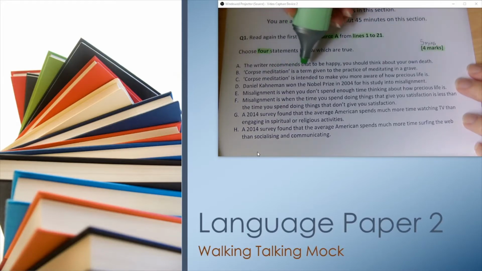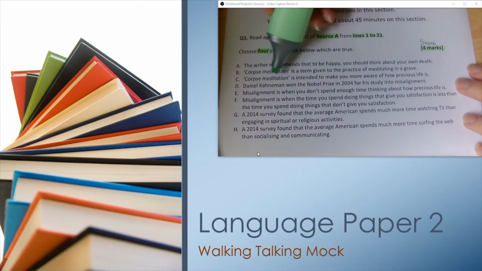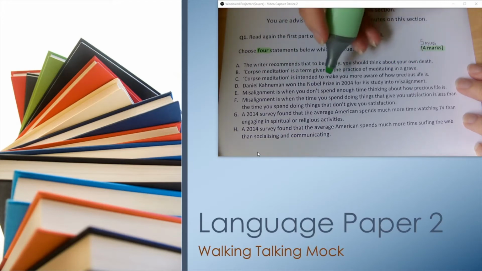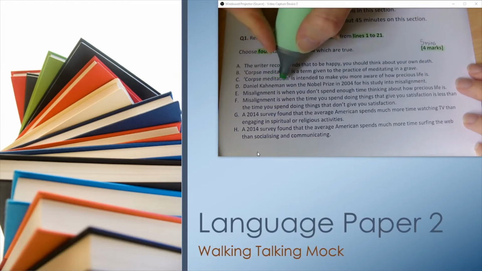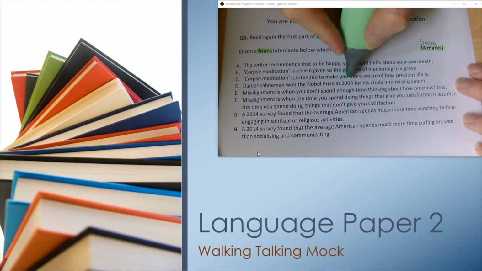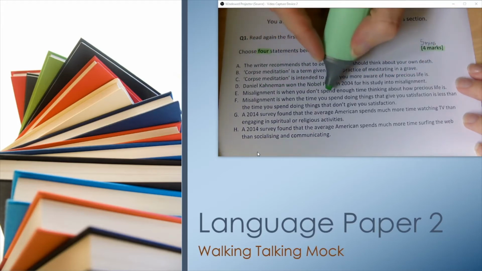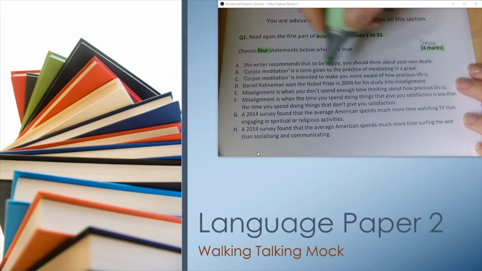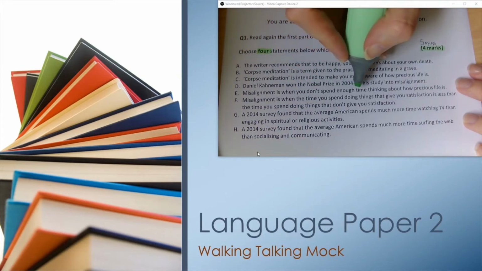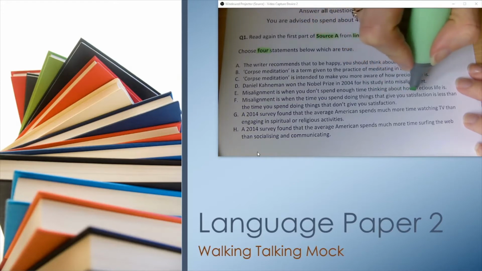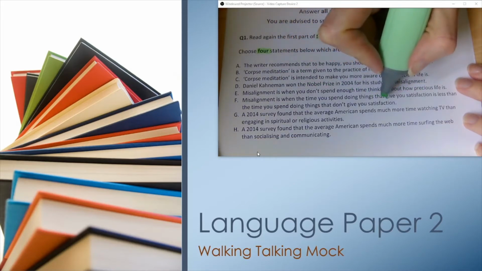Corpse meditation is a term given to the practice of meditating in a grave. Corpse meditation is intended to make you more aware of how precious life is. Daniel Kahneman won the Nobel Prize in 2004 for his study into misalignment. Misalignment is when you don't spend enough time thinking about how precious life is. Misalignment is when the time you spend doing things that give you satisfaction is less than the time you spend doing things that don't give you satisfaction.